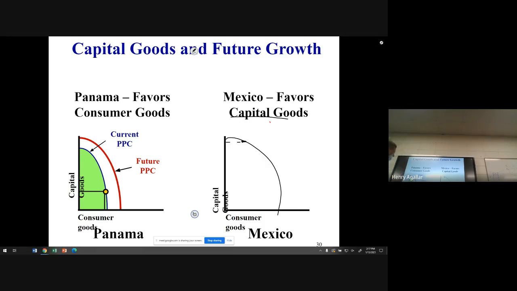Goods and services. And so by giving up consumer goods today, what is Mexico's growth going to look like relative to Panama's? It's going to be larger. We expect them to have more growth. Okay? And you should be able to articulate the answer then, that is, having more capital today would result in more output in the future. Okay?